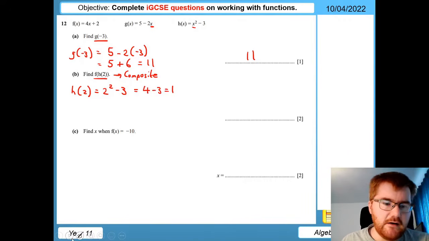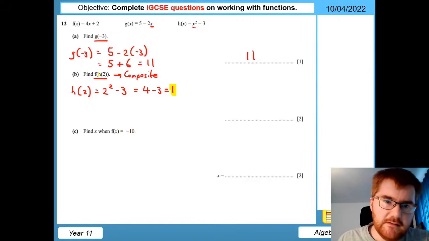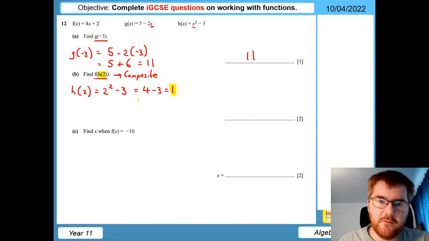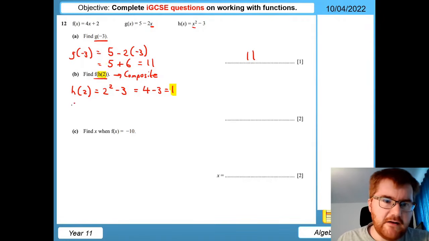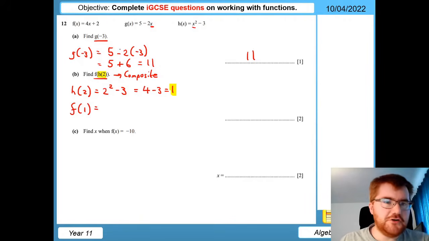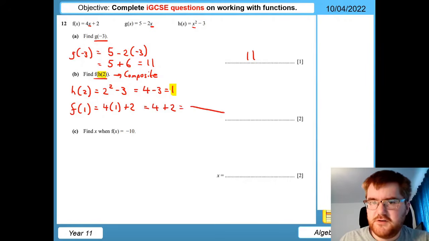And then we take that answer. So let me just highlight that. We take this answer and we replace the whole h of 2 with 1. So what we actually need to work out now is f of 1. So we put 1 into this function. So wherever I see an x here, I'm going to put a 1. 4 lots of 1 plus 2. 1 times 4 is 4. 4 plus 2 is equal to our answer here of 6.